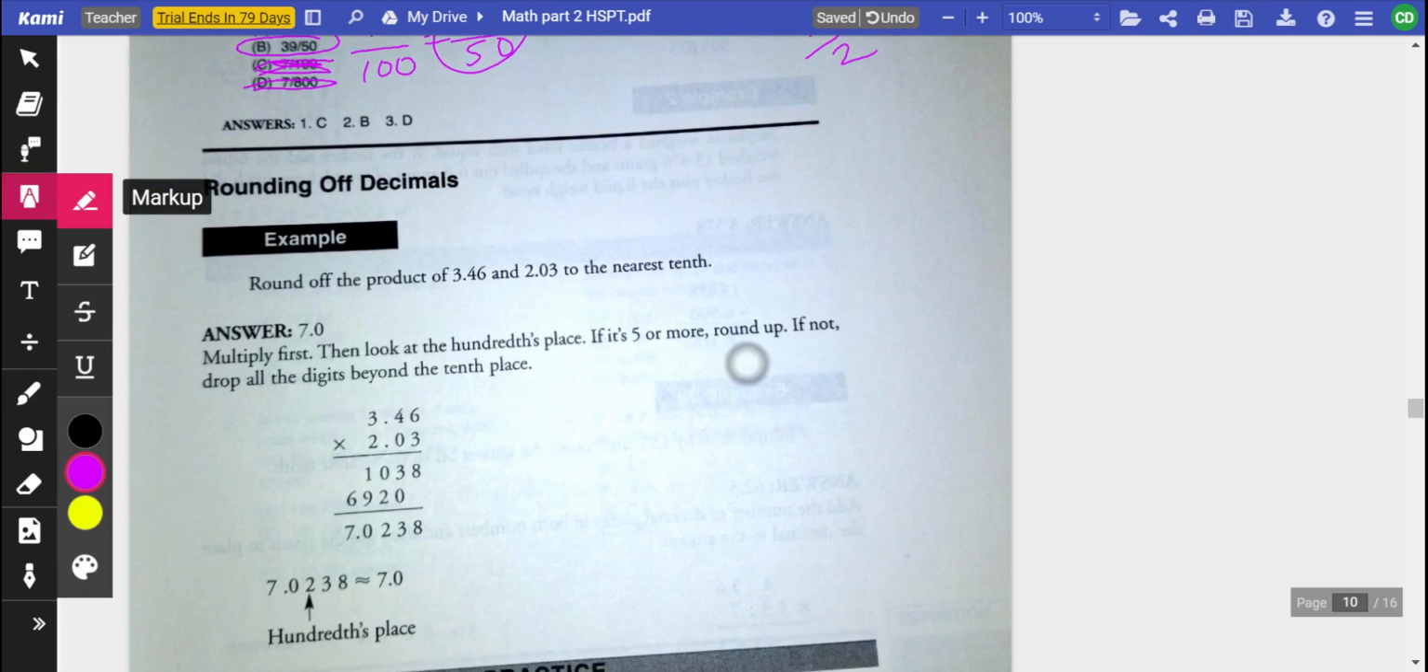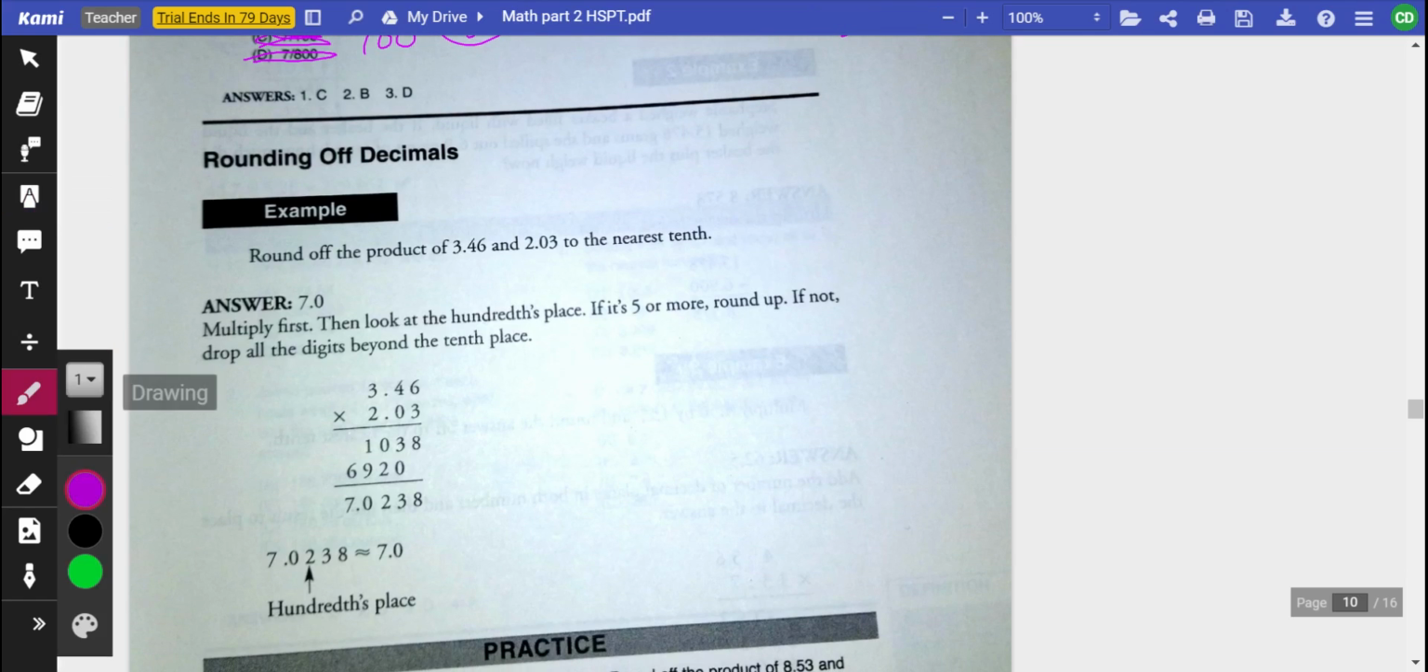So then let us look at our next section of decimals. We're being asked to round off decimals, round off the product of 3.46 and 2.03 to the nearest tenth. Multiply first, then look at the hundredth place, blah, blah, blah. We know the drill. So we can multiply first and just do our really simple multiplication. Multiply it all through. They did the multiplication already. So I'm just going to do that.